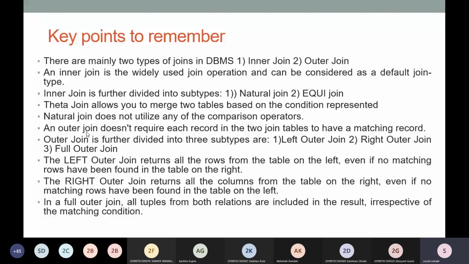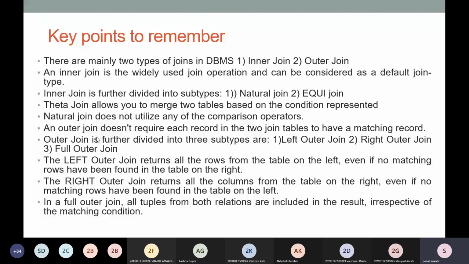Okay. So left outer join helps us to return all the rows from the table which is present on the left side, even if no matching rows have been found in the table on the right side. The right outer join returns all the columns from the table on the right side, even if no matching rows have been found in the table on the left side. And in full outer join, all the tuples from both the relations are included as a part of the result irrespective of matching condition. Okay, so these are the few points which are used in our join.